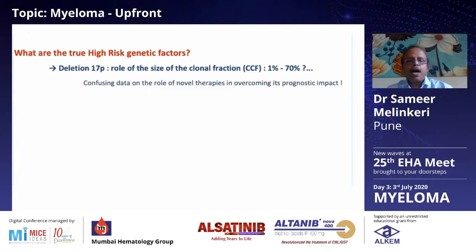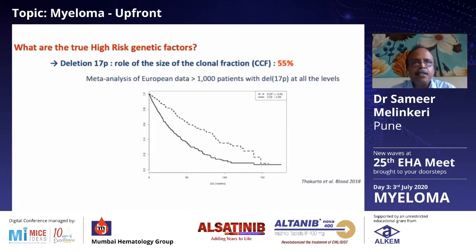Now, what are the true high-risk genetic factors? So, deletion 17p, as we know, is high risk. But if you have 17p in just about 1 or 2% of cells, would that also be as bad as somebody who has a higher percentage of myeloma cells expressing this mutation? So, it's now been shown after a meta-analysis of the European data of more than 1,000 patients. It's been now confirmed that if you have a clonal fraction size of more than 55%, that is 55% plasma cells show the TP53 mutation, 17p deletion, then you're going to call it a high-risk deletion 17p.